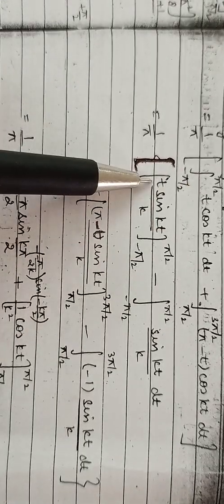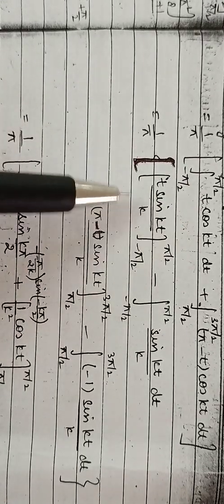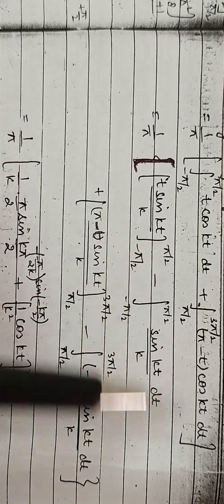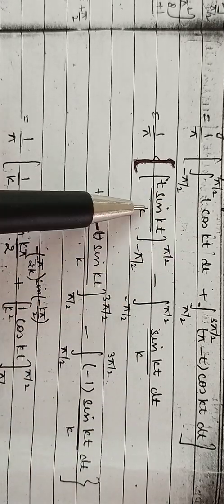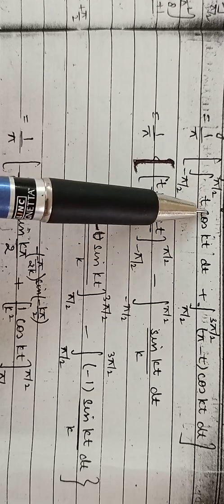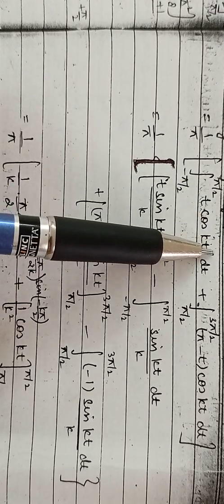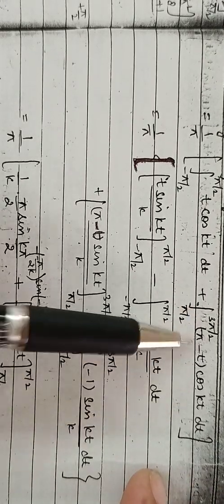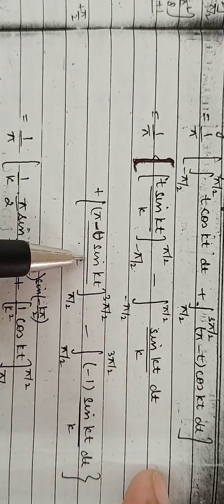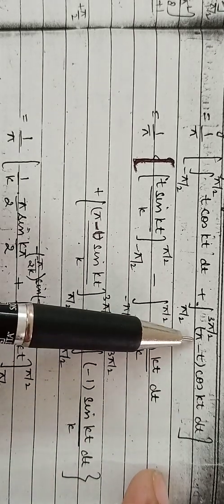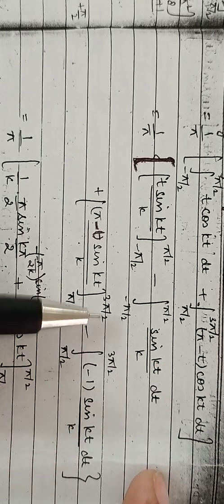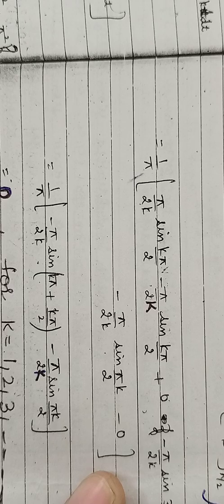So the first function is t, that will remain as it is. The integration of cos kt is sin kt divided by k, between the limits minus pi by 2 to pi by 2. Here, first function as it is, integration of second, minus integral of derivative of first function, which is 1, times integration of cos kt, which is sin kt upon k. Here again using integration by parts, pi minus t as it is, integration of cos kt, minus integral of derivative of first function, which is minus 1, times integration of cos, that is sin kt upon k. Now you can substitute all the limits and simplify, and you can see that the value of ak is 0.